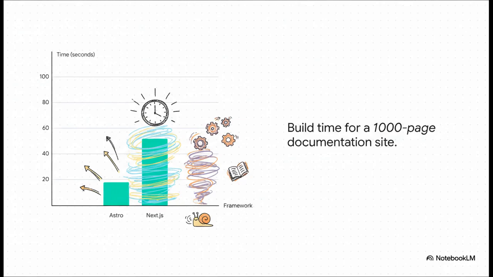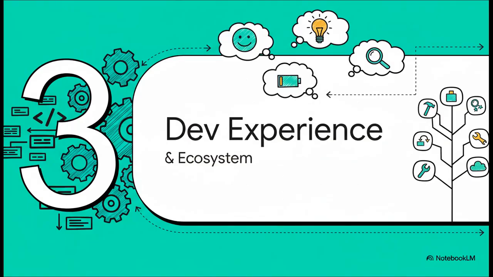Astro can build that whole thing in about 18 seconds. Next.js is going to take almost 3 times as long, around 52 seconds. And when you're pushing changes all day long, those seconds and minutes you save really add up. Okay, so performance-wise, Astro has a clear edge, especially for static sites.